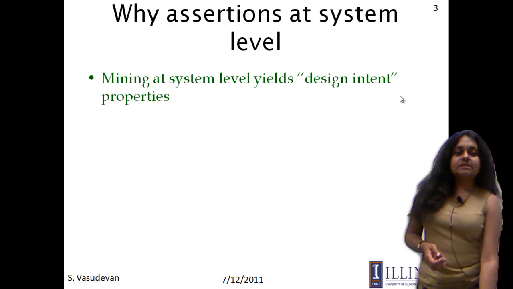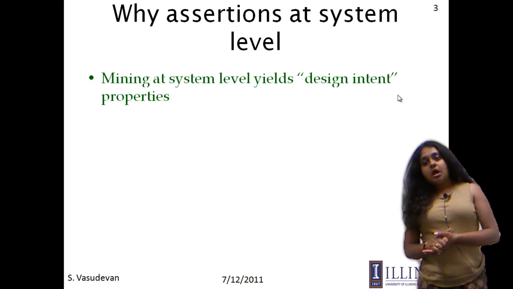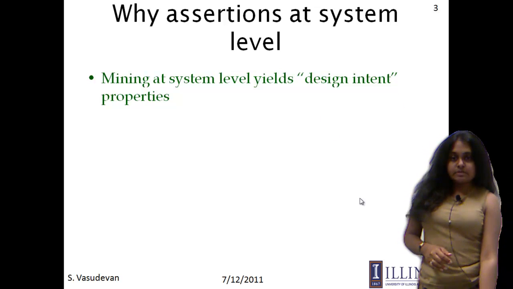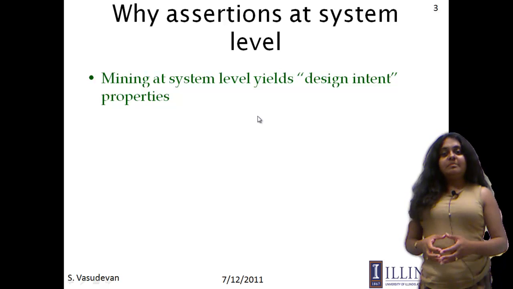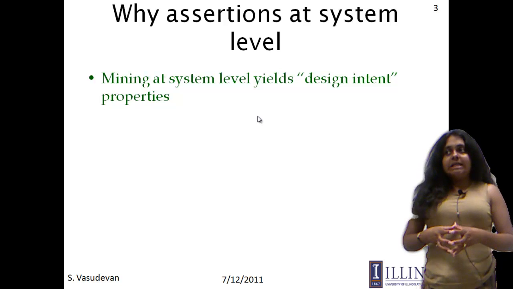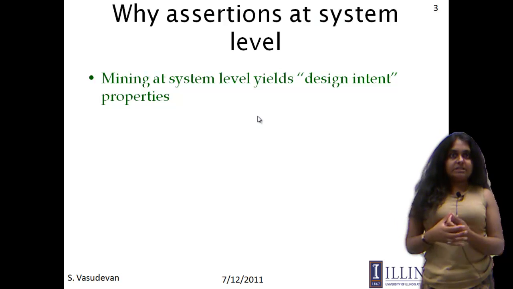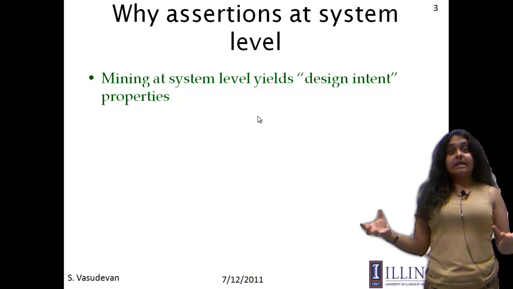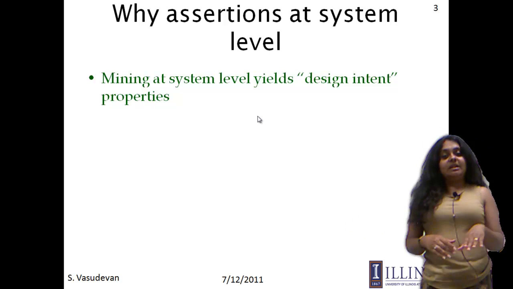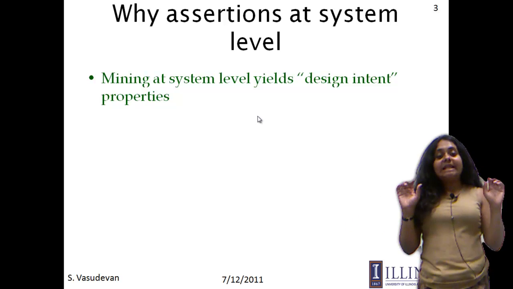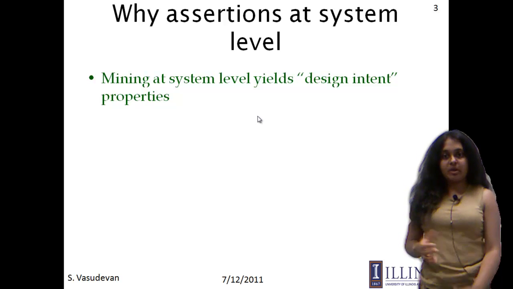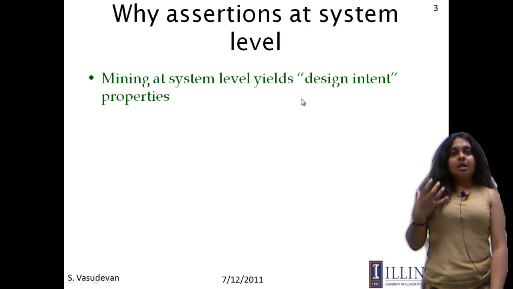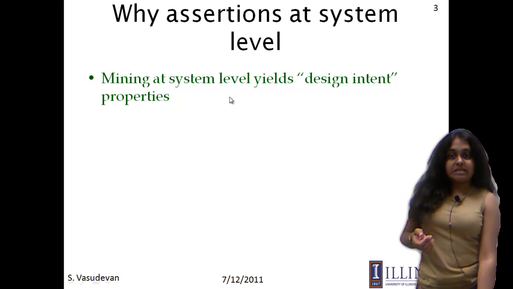So why do we need assertions at the system level at all? Among the multiple reasons, the top few are as follows. Mining at the implementation level or design level yields logic level properties, the relationship between different signals in different cycles, say. But mining at the system level yields higher level, more design-intent kind of properties, which are valuable because, irrespective of implementation, sometimes you want to check that the specification is being met.